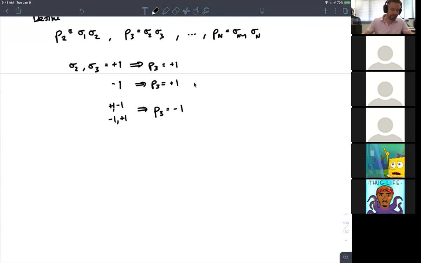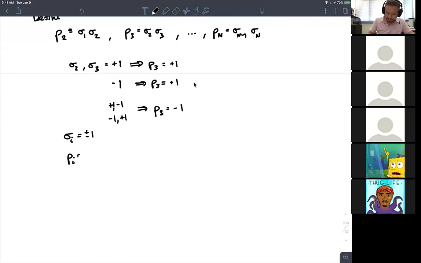Okay. So in other words, the allowed values for sigma i are plus and minus 1. The same is true of P sub i. They are also equal to plus or minus 1. And whether it's plus or minus 1 depends not upon the spin, but on whether or not the spin is flipping from one site to the next. Okay, does that make sense?